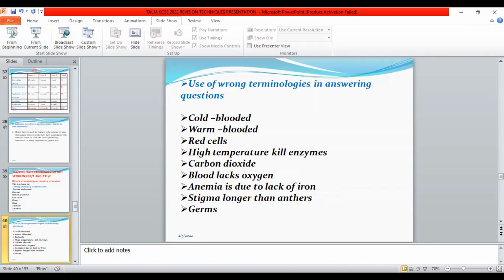Then students will talk about anemia being caused by lack of iron instead of deficiency of iron. Then we have others like germs instead of pathogens. Another evidence, next slide.